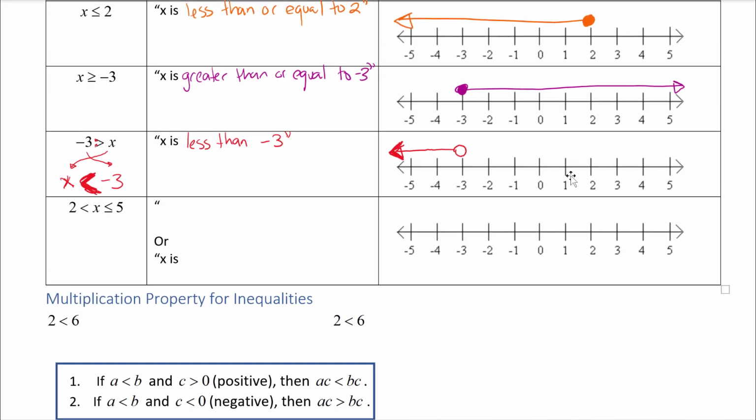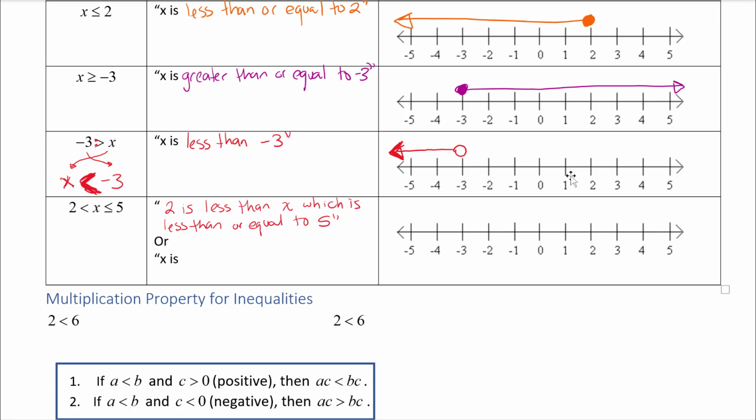Our last example here is a compound inequality where we have multiple things going on. The way we can pronounce this is 2 is less than x, which is less than or equal to 5. That is one way of writing it out or pronouncing it.